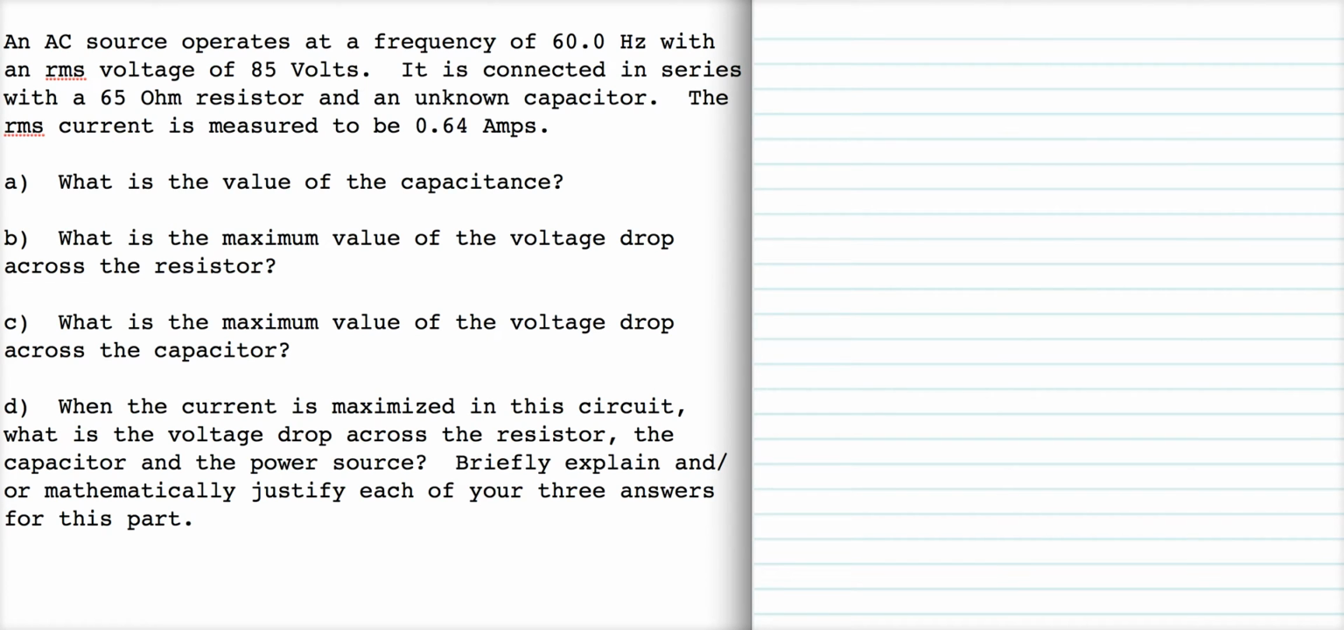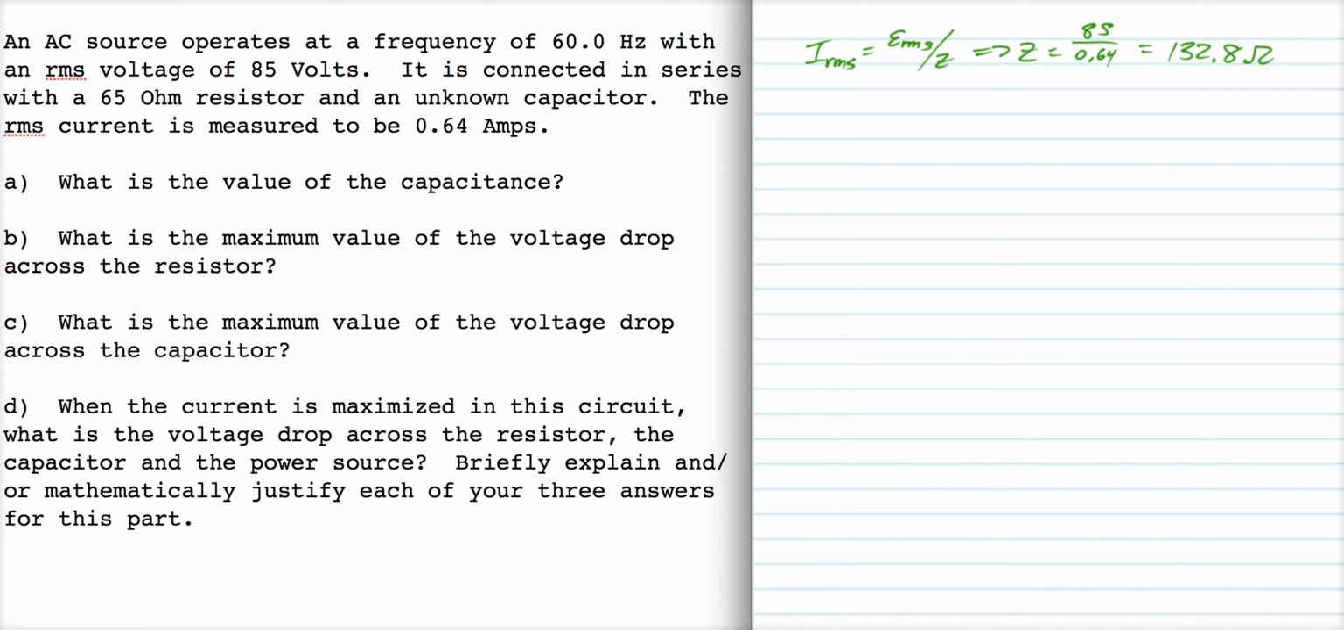Alright, so we've got an RLC circuit and we're given the RMS voltage and the RMS current. Let's start by using that to find the impedance. The impedance is the RMS voltage, which is given to be 85 volts, divided by the RMS current, which is 0.64 amps, so I get 132.8 ohms.